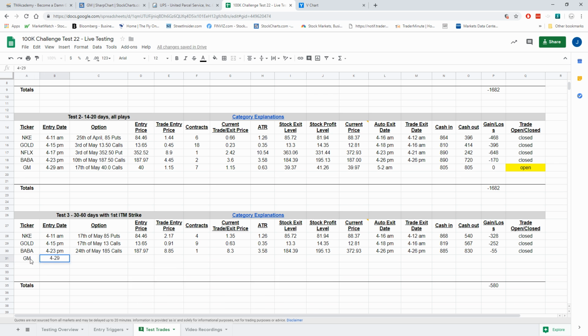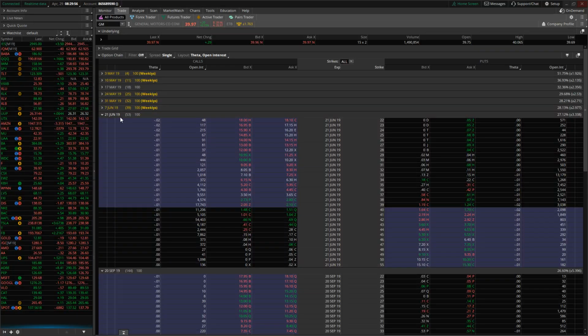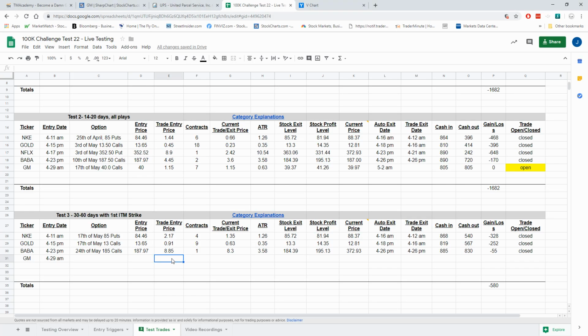Same date, 4:29 a.m. But we're going to choose a little bit of a different option here. Okay, we're going to come down to the July monthly, 53 days out. And we're just going to do the first, kind of this at-the-money strike, $1.50 for the 40s, right? $1.50 for the 40s there. So trade entry price $1.50. So we need to do what? 1, 2, 3, 4, 5, 6. Yeah, 6 would get us into the right area, right? So we'll go with that.